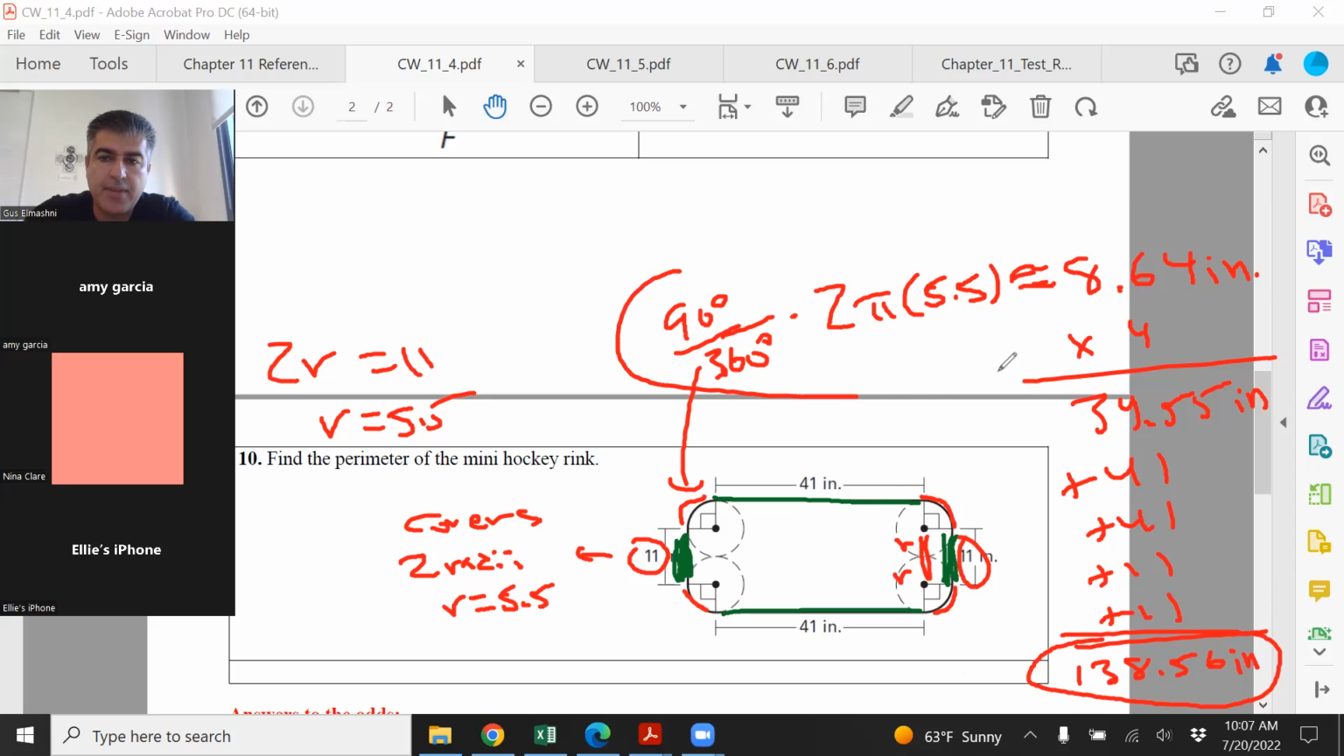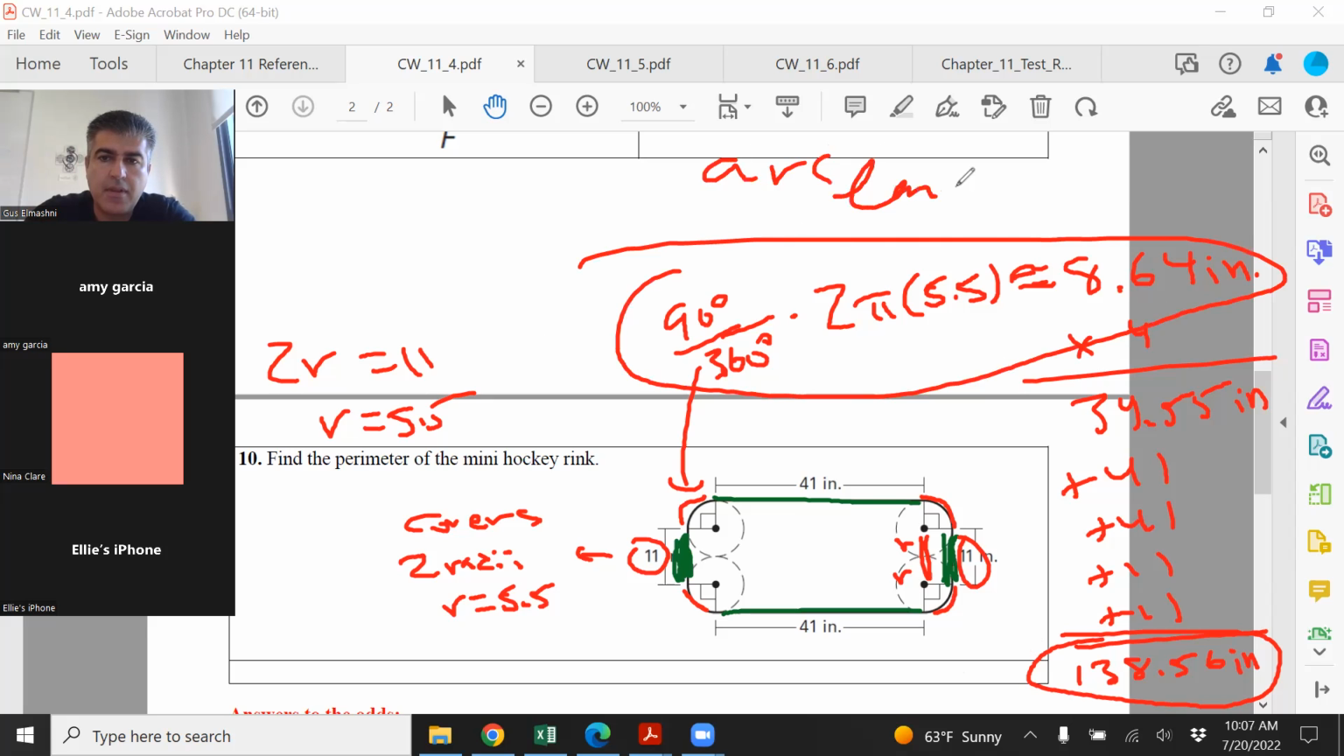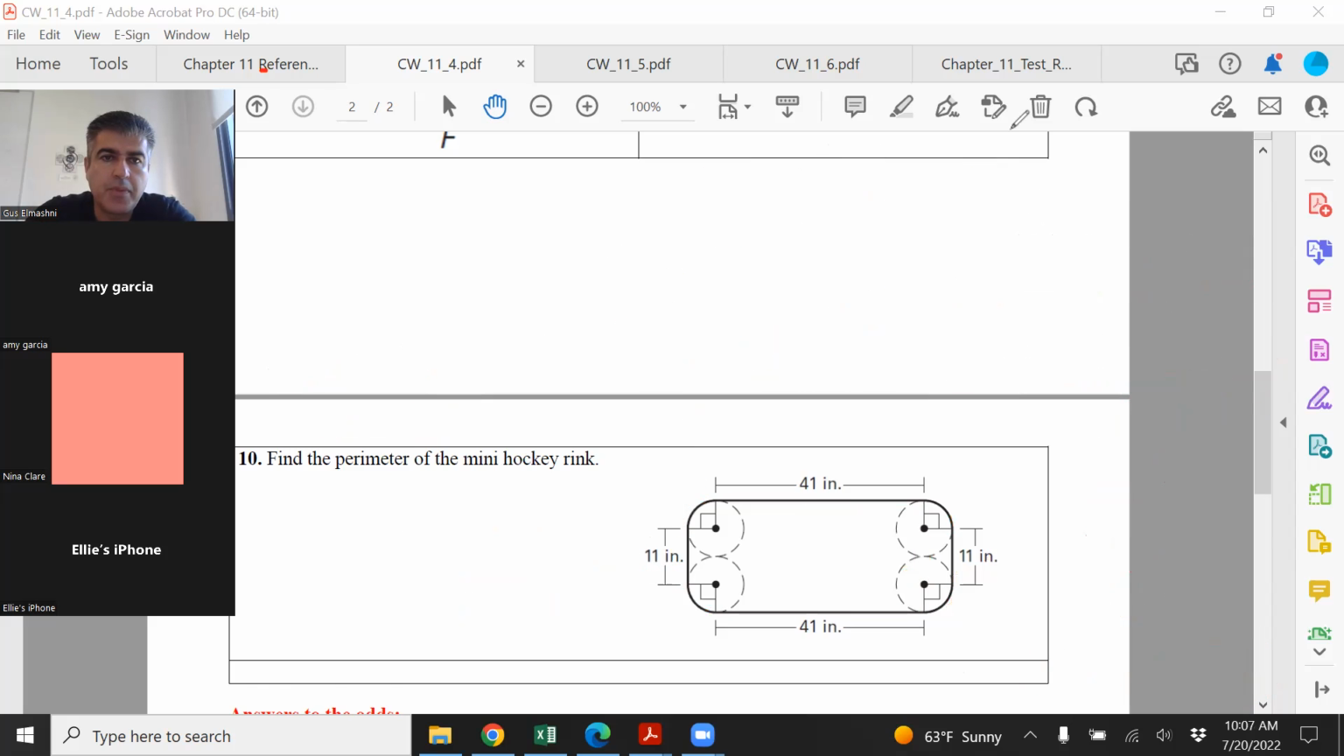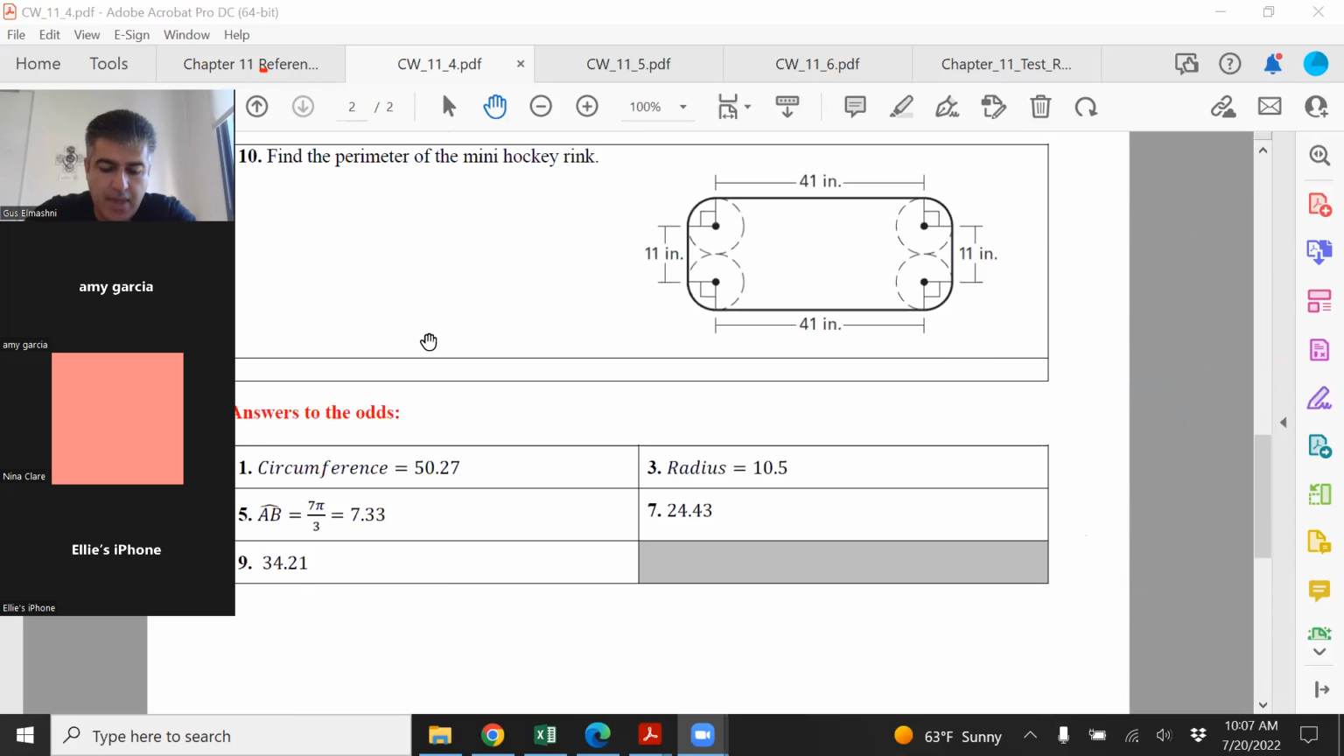Work out the arc length. But if there are 4 arcs like that, I multiply by 4. And then you've got 4 straight sides: 41, 41, 11, 11. There you go. And they put, we didn't have the answer for 10, but anyway.